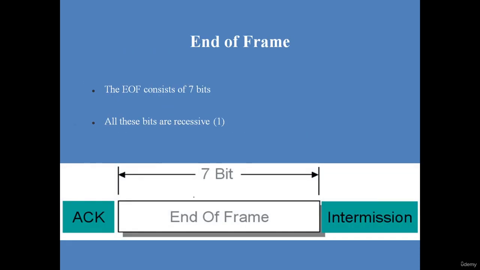The end of frame. So this is the end of frame. It consists of 7 bits and these 7 bits are always recessive. So it consists of 7 recessive bits.